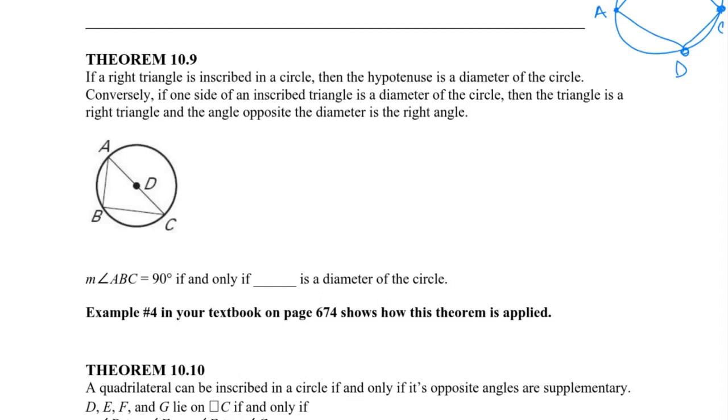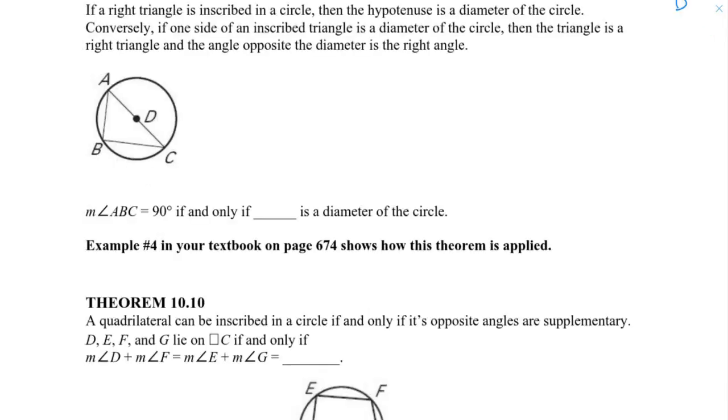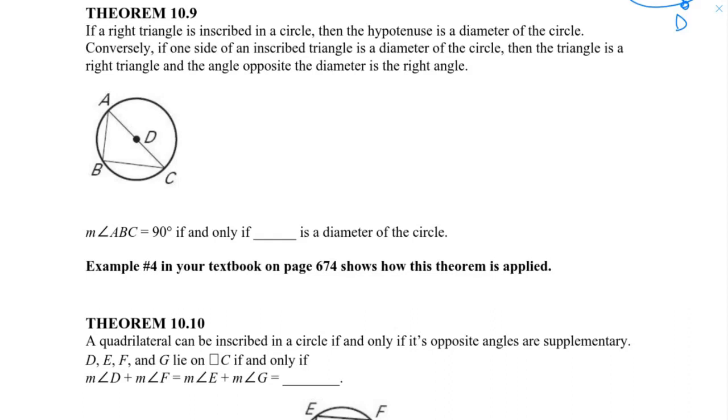So let's learn some things about inscribed polygons. If a right triangle is inscribed in a circle, then the hypotenuse is a diameter of the circle. It must be a diameter of the circle. Conversely, if one side of an inscribed triangle is a diameter of the circle, then the triangle is a right triangle, and the angle opposite the diameter is the right angle. So there are some things that we can use here as we start to work through some of these problems, proving either that something might be a diameter or using that to show that we have a right triangle here. So the measure of angle ABC is equal to 90 degrees if and only if, in this case, AC is a diameter of the circle.